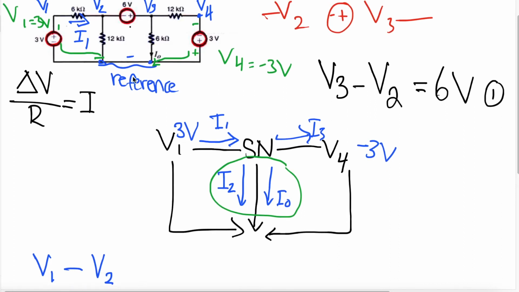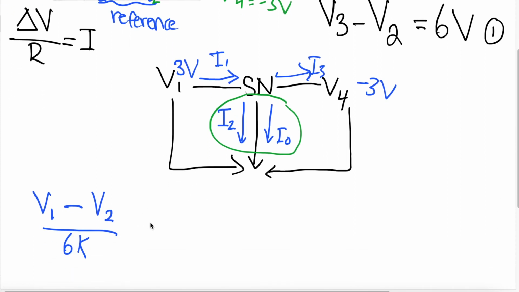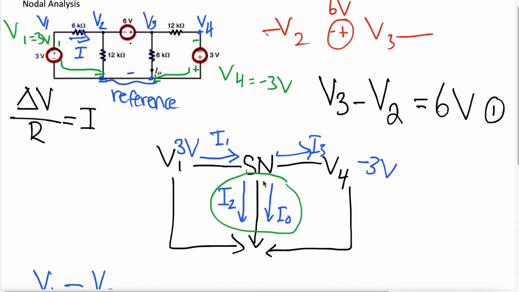So V1 minus V2 over 6K, and we know that the current going in is equal to the current going out. So we're going to assume everything else is current going out. So V1 minus V2 over 6K is equal to, and let's see what else we can do with the equation. For our supernode, if we look at V2 and have to find the current going down here, we know that V is equal to I times R, so V over R is equal to I.